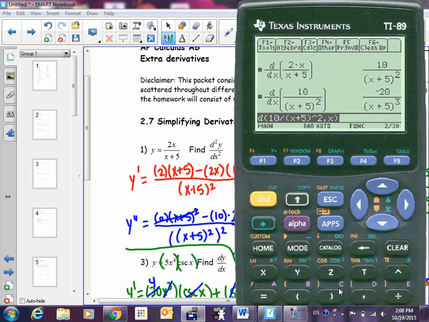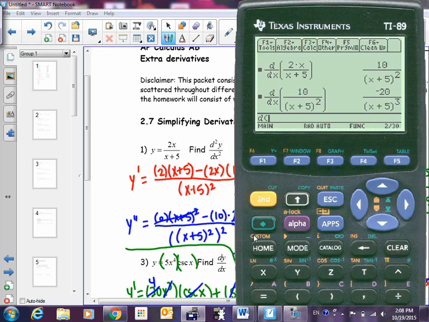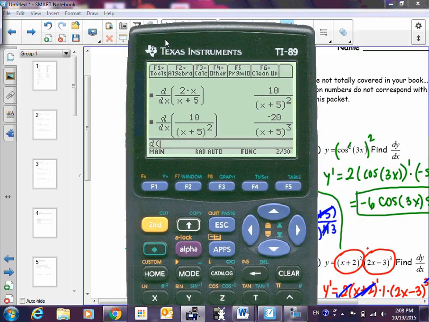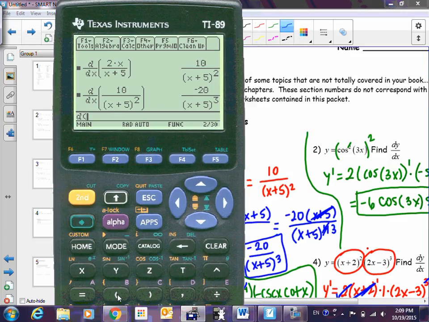Okay, so let's try the next one, 2. So again, I'm going to clear this out. I'm going to do F3, differentiate. Now, because I wanted to square, I put in a parenthesis. I'm just going to show you. I put this parenthesis in. The parenthesis that the calculator has tells me, okay, take the derivative of what's next. So I need to put in that extra parenthesis that I wrote in here. So notice I have 2 opening parentheses.